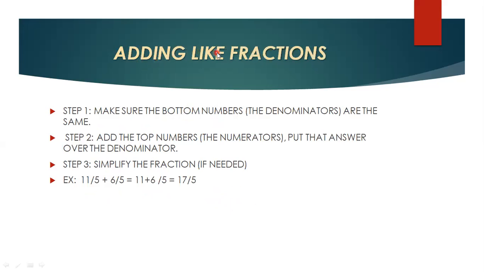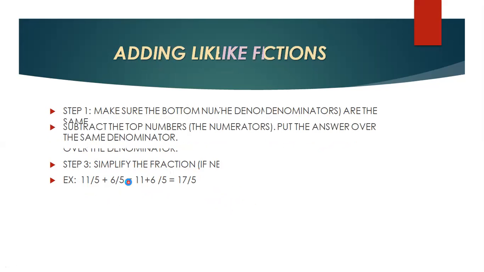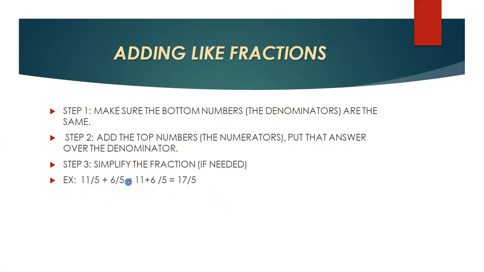In the case of adding like fractions, make sure that the bottom numbers are the same. Add the top numbers, that means the numerators. Put that answer over the denominator. Simplify the fraction if needed. See here, example 11 by 5 plus 6 by 5. First you have to check the denominators. If the denominators are the same, you can add the numerators directly. So 11 plus 6 by 5, you will get 17 by 5.